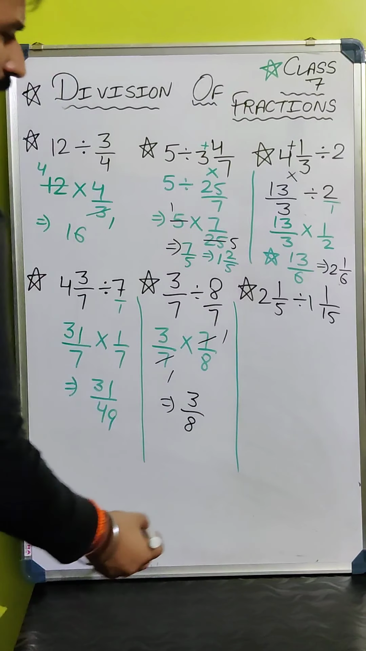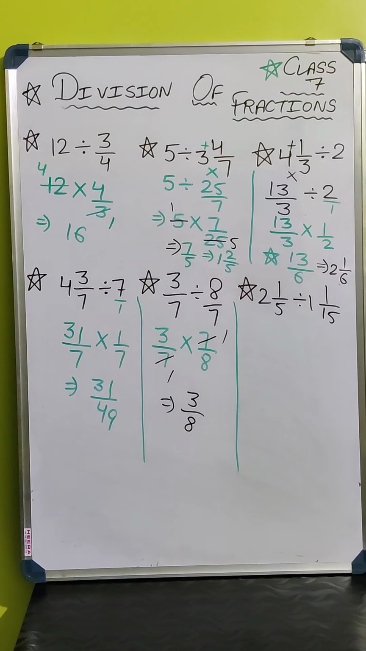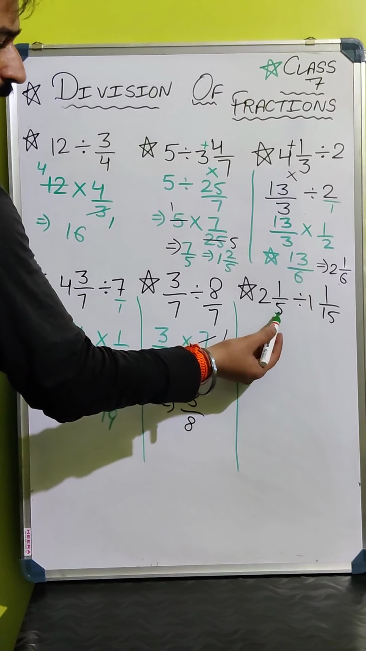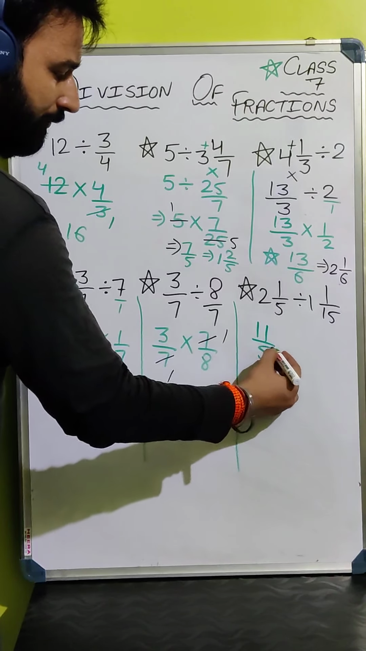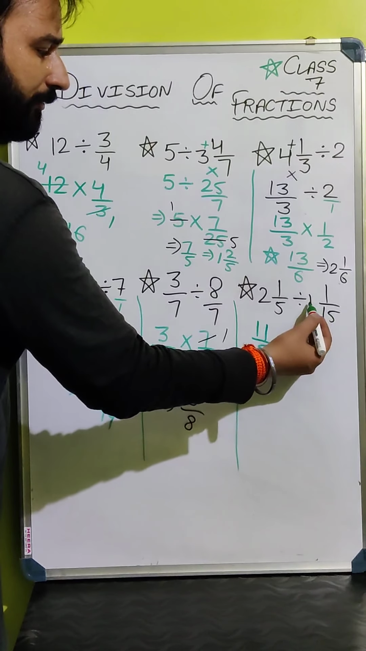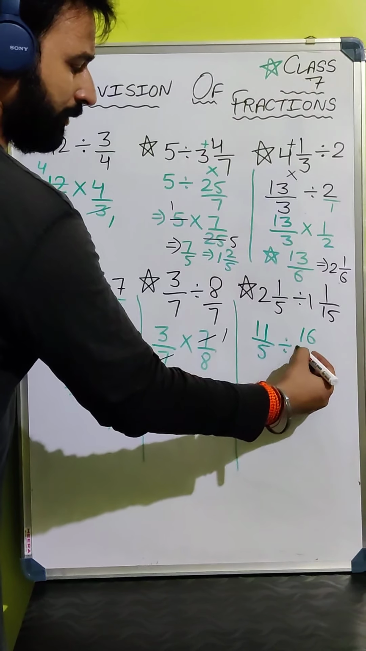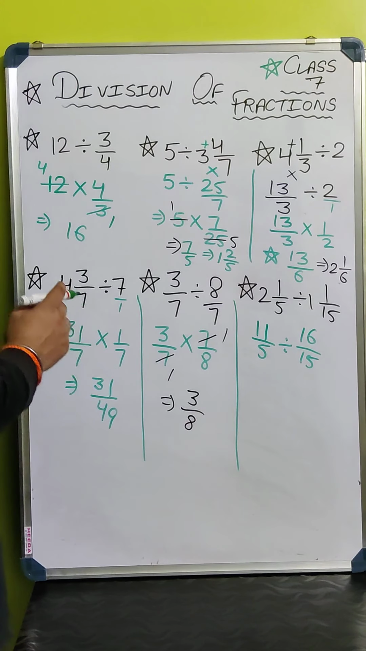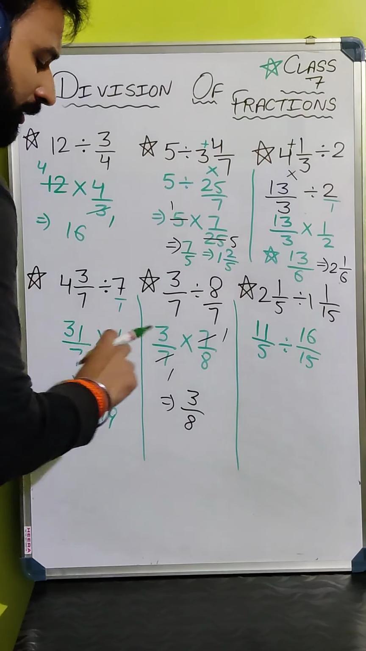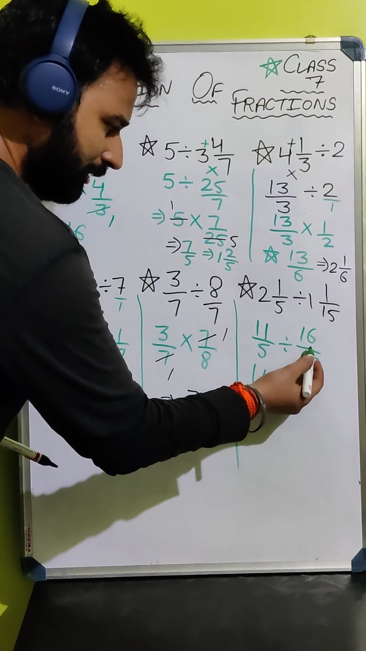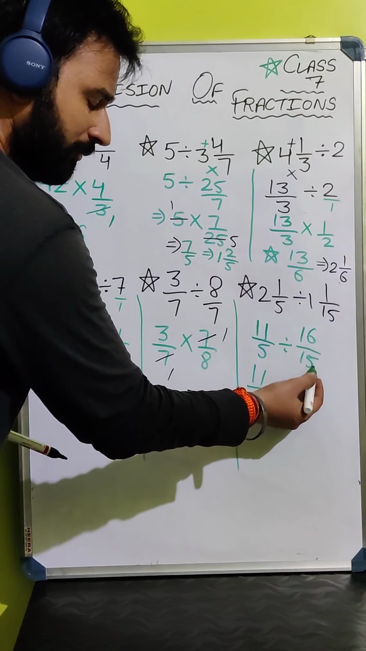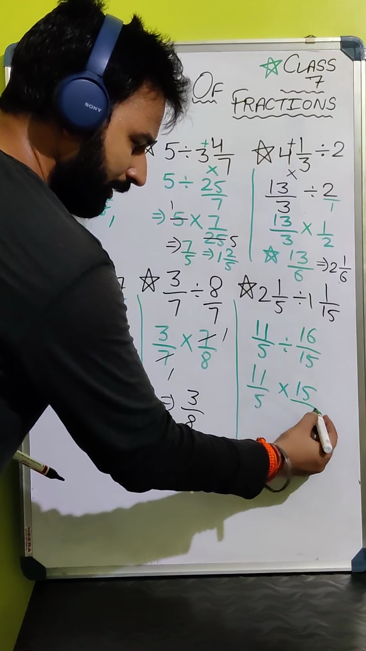Okay, comes to the last one. Both are mixed fractions. First of all you will convert them into simple fractions. What will you write here? 5 2s are 10, 10 and 1, 11, so 11 by 5. Divided by 15 1s are 15 and 1, 16 by 15. Now for the next step, you will write 11 by 5 multiplied by the reciprocal of 16 by 15, which will be 15 by 16.